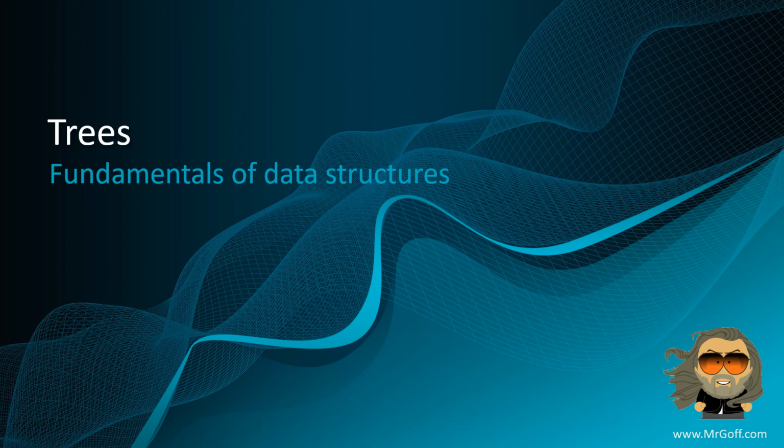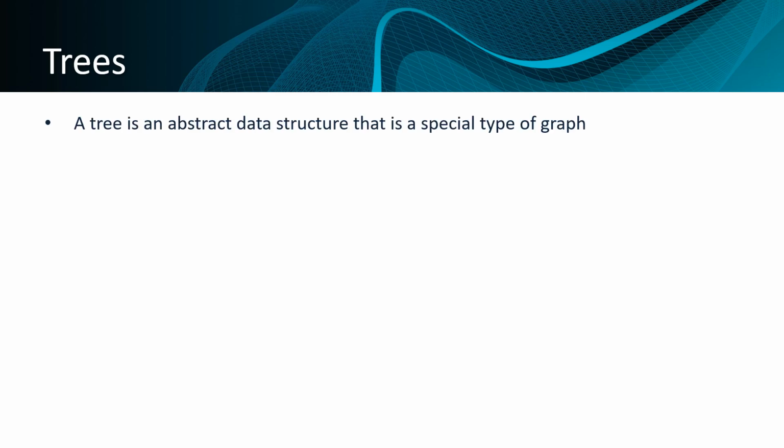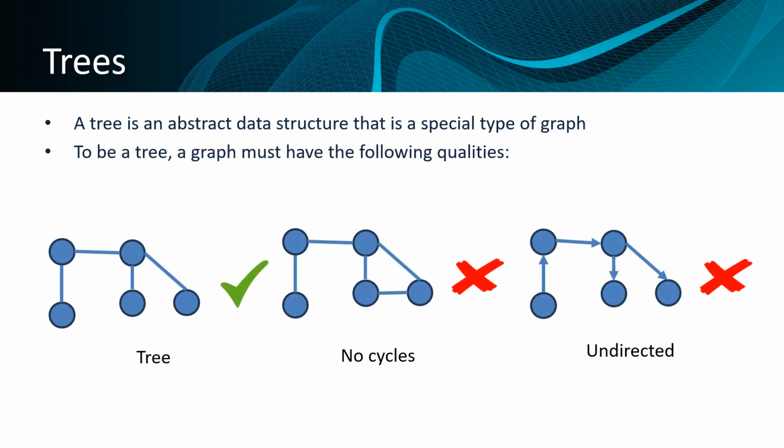This video will focus on trees. A tree is an abstract data structure that is a special type of graph. To be a tree, a graph must have the following qualities. All nodes must be connected, and all connections undirected. It must also have no cycles. This would be a path that could lead back on itself.